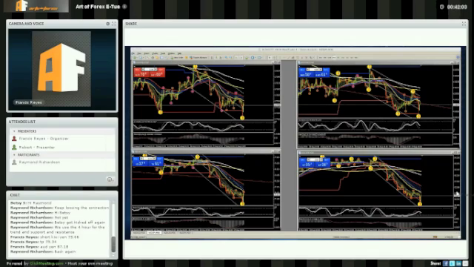Okay, Rim. So I already gave some entry points here. If you want to get into the Kiwi yen, it's still a good position to get in.